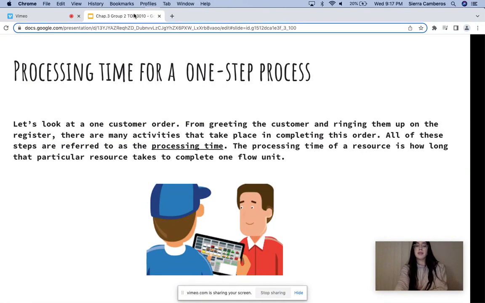So, processing time for a one-step process. Let's look at one customer order. From greeting the customer to ringing them up on the register, there are many activities that take place in completing this order. All of these steps are referred to as the processing time. The processing time of a resource is how long that particular resource takes to complete one flow unit.